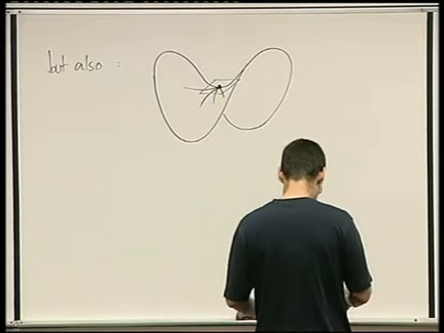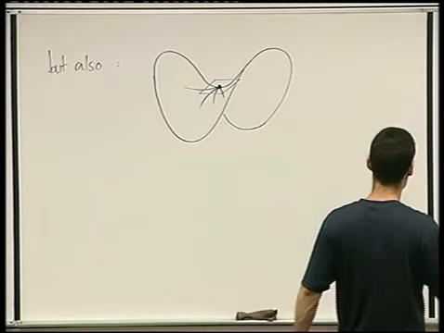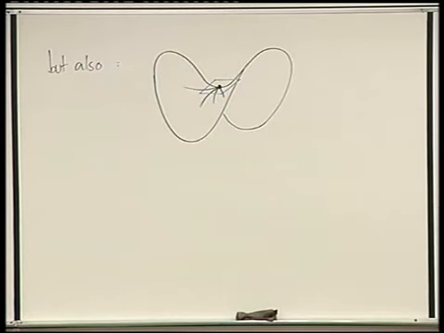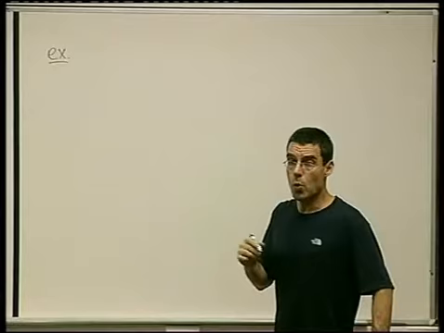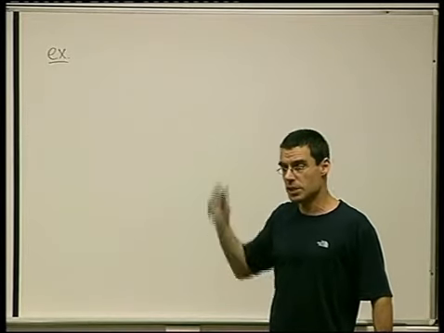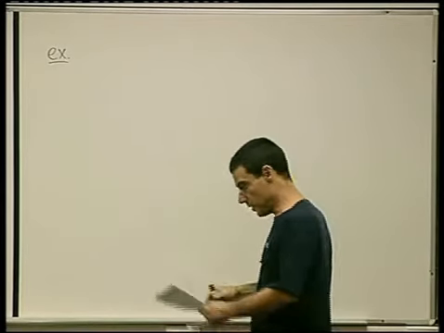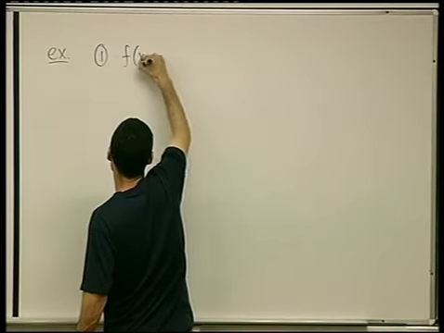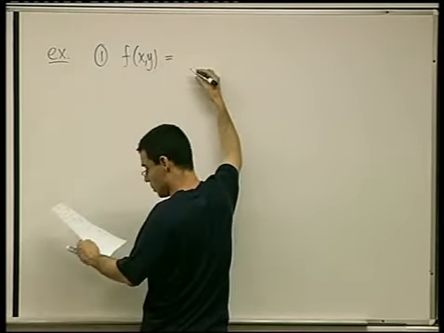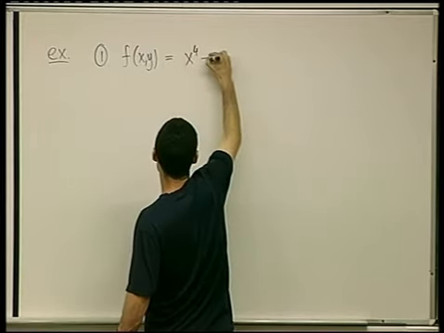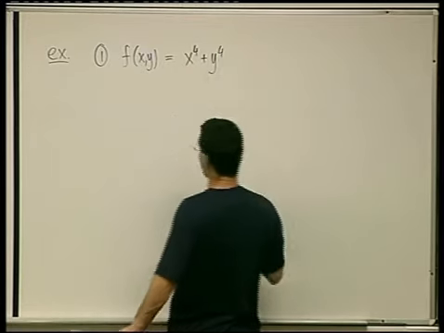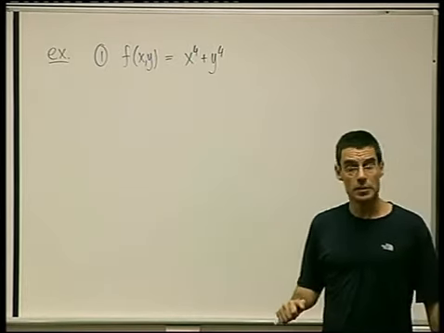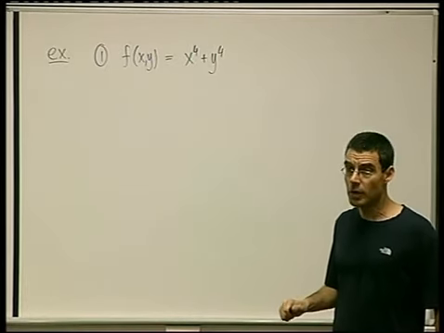Okay, so let's start with some very simple examples. The first examples are going to be such that we don't need any theorems. We just need to think a bit and figure them out. So example number one, consider the function f(x,y) equals x to the power 4 plus y to the power 4. Question: does it have any minima or maxima, and if so, at which points?